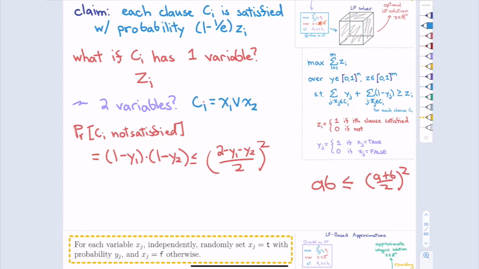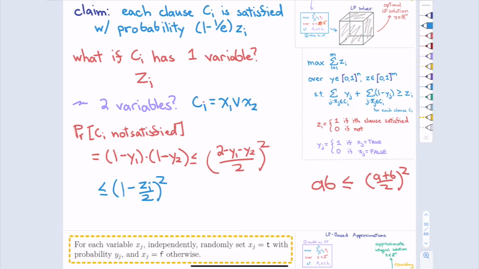So what's y1 plus y2 equal to? Wait, what? Can one person speak a little louder? A z, okay. 1 minus zi over 2 squared.